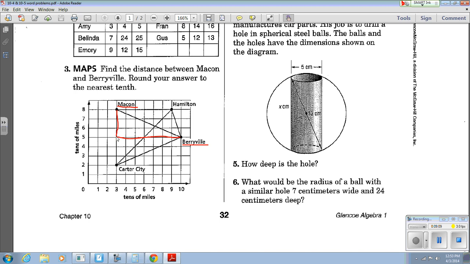If I go straight to this point and then straight over, it looks like those are perpendicular lines. So I have a right triangle right here. Now, what can you do with these spaces? You've got a space here, and a space here. How many miles? Let's look at our heading here.